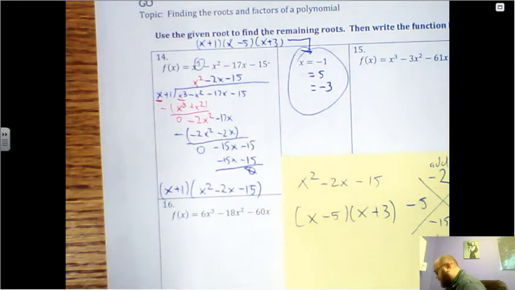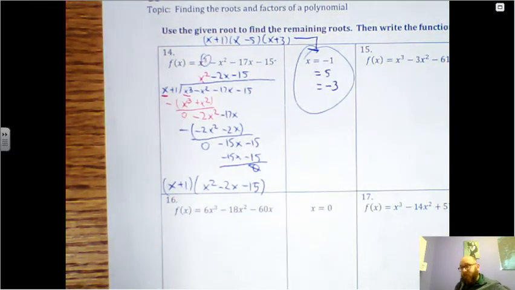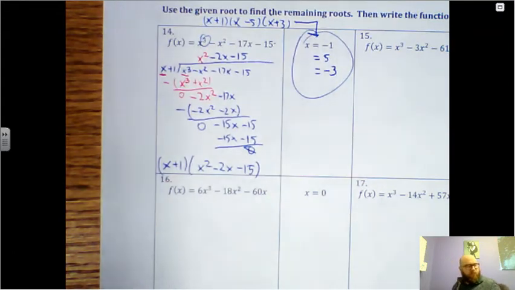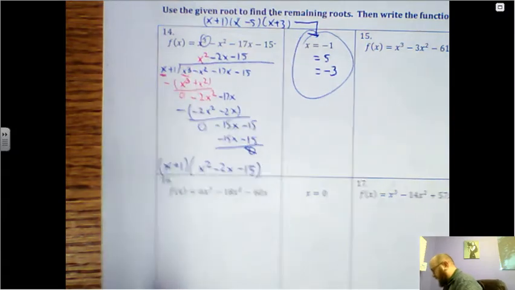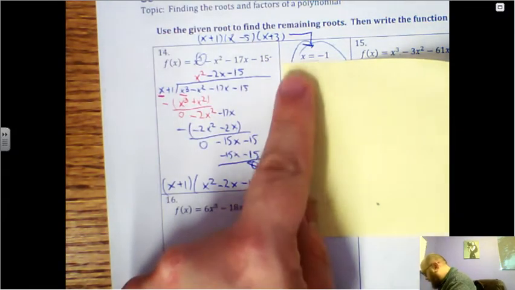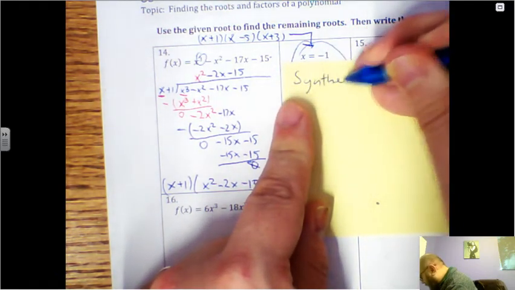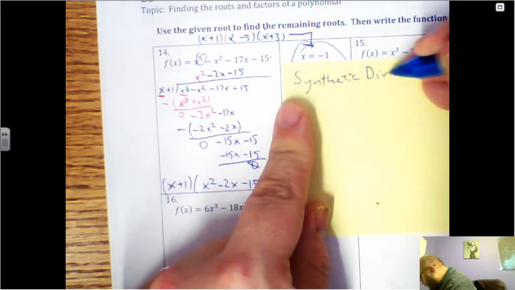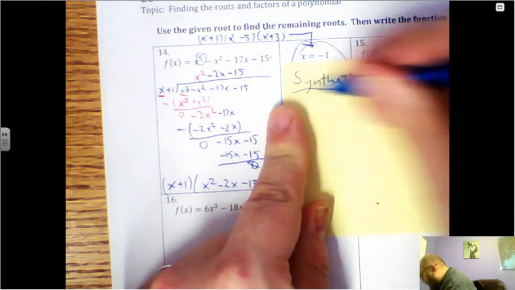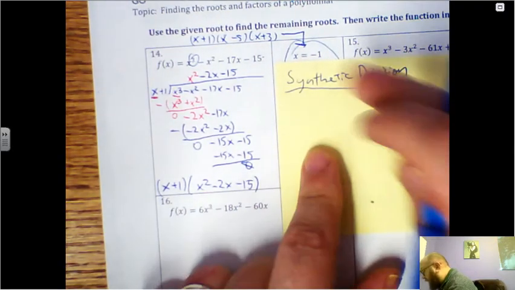Complicated, right? Long division, hard way. There is an easier method. It's a little bit more intricate though, and it's called synthetic division. So let me go over synthetic division real fast. To do synthetic division, we're given one of the roots.